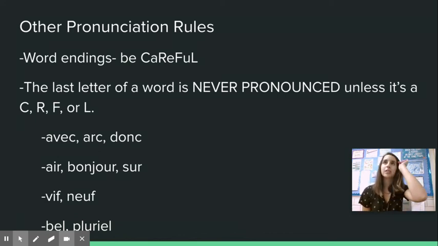Otherwise, a lot of times there's an R or a T or other letters at the end of the word that are not pronounced. So it's something to watch out for. We'll get into more about pronunciation when we do the alphabet, but it is good to know in general that there are a lot of silent letters in French. In languages like Spanish and Italian, you're really pronouncing every letter, whereas in French, it's simply not the case. There's just a lot of silent letters, and it's just the way that the language is put together.